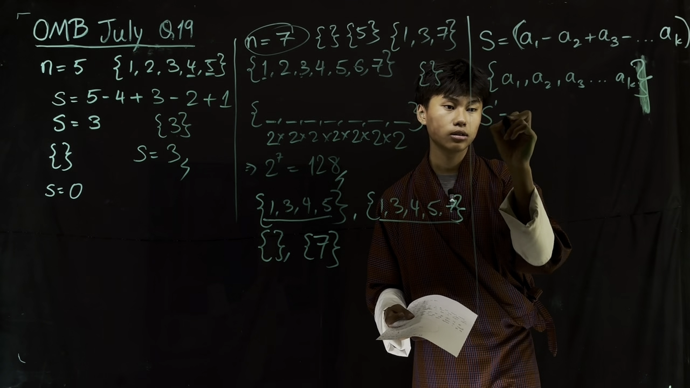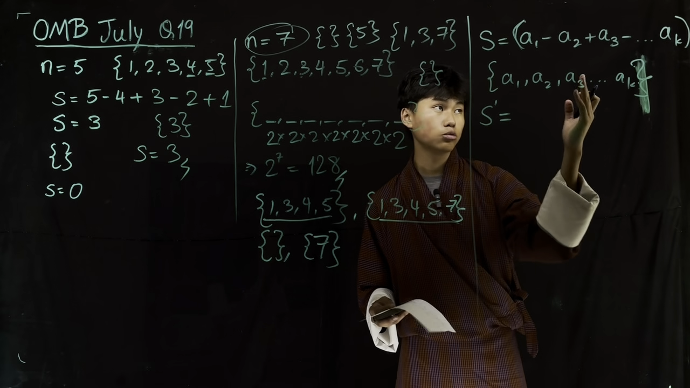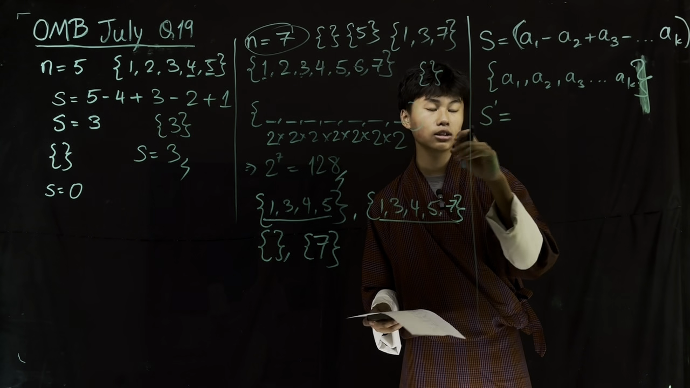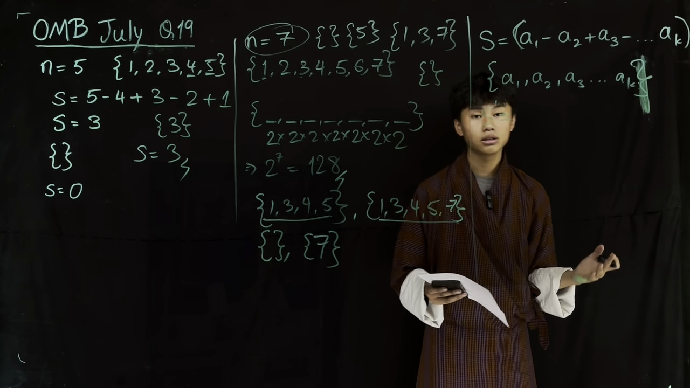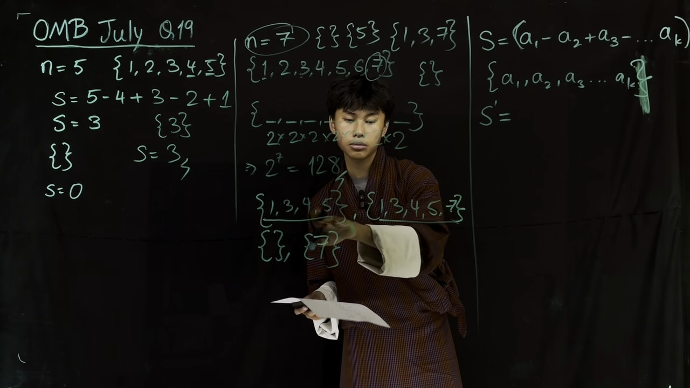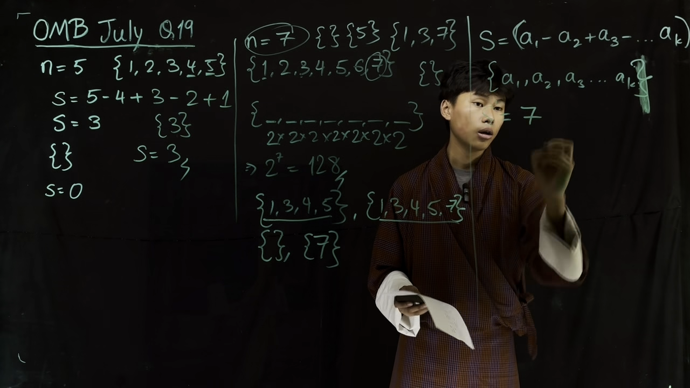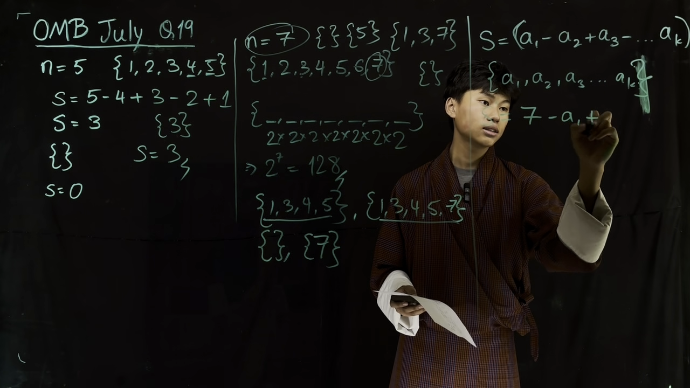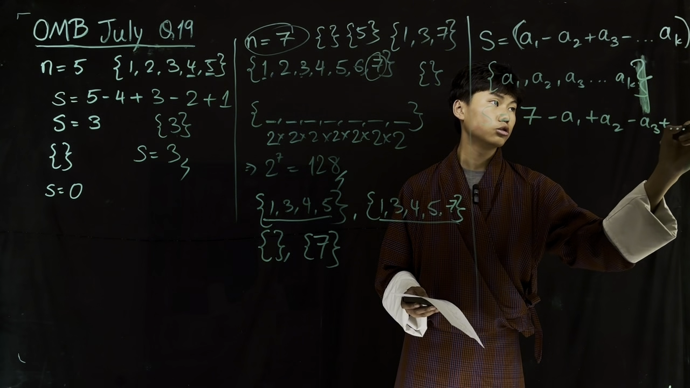Its partner subset, let's say it's S dash. So the alternating sum of its partner subset will look something like, well, what's the biggest element we have? It's 7, right? And the partner subset always contains 7. So we will always begin with 7 minus A1 plus A2 minus A3 plus all the way up to Ak.